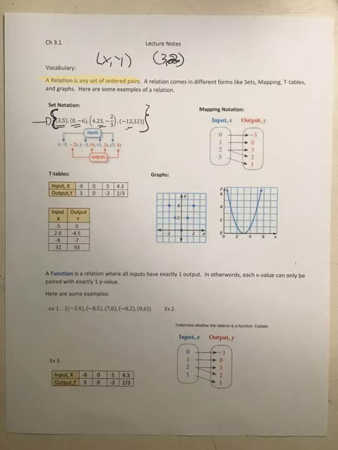T-tables are an example of ordered pairs. Sometimes you'll see the T-table written sideways. I don't really like the sideways horizontal view. I like the vertical view better, because you can see the ordered pairs easily. So this ordered pair is -6 comma 3, and then this ordered pair is 4.3 comma 2/3. I like the T-table going up and down. It just makes more sense to me.